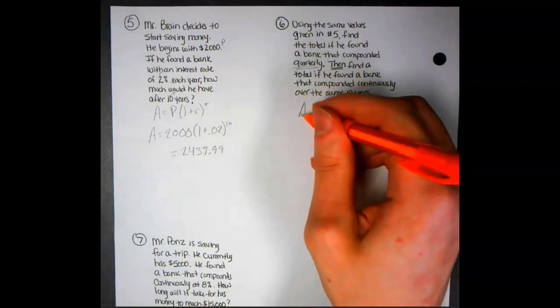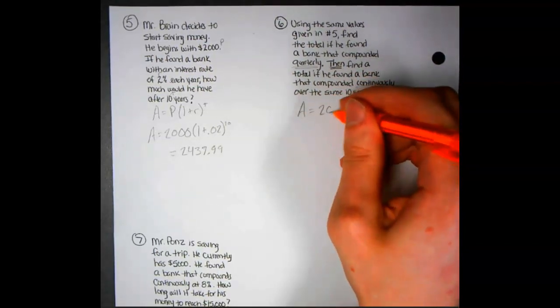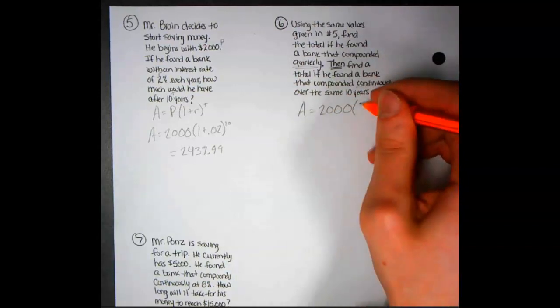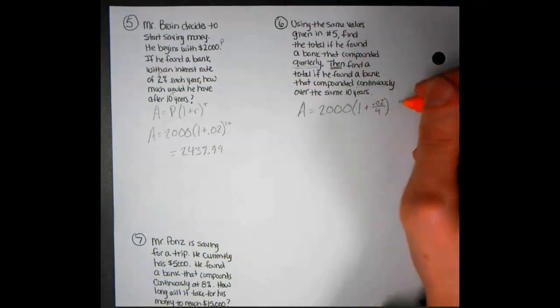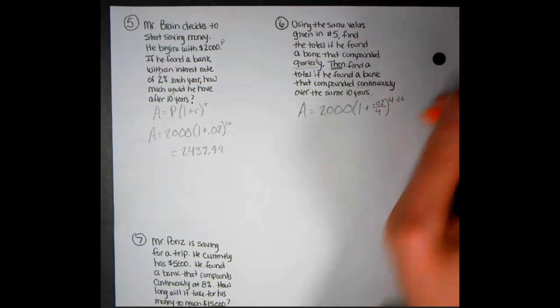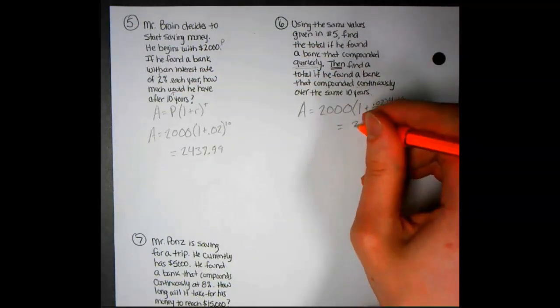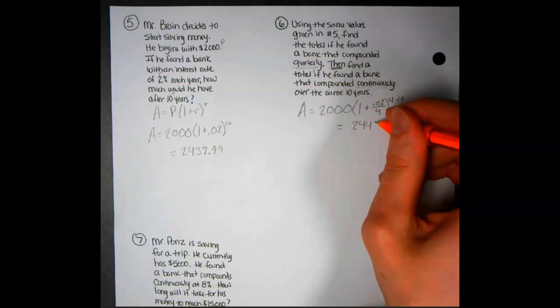For number 6, we're using these same things, but we're compounding quarterly and continuously. So for the first, we'll have the 2,000(1 + 0.02/4) to the 4 times 10. Quarterly means 4 times a year, and that will equal 2,441.